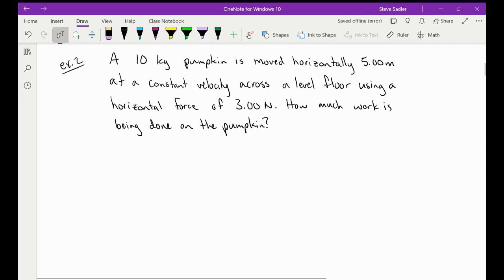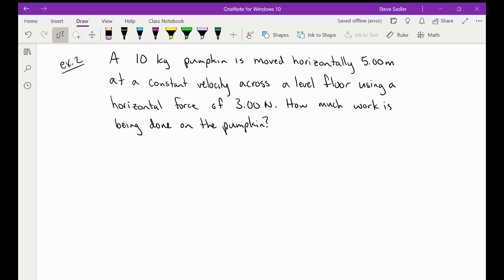A 10-kilogram pumpkin is moved horizontally 5 meters at a constant velocity across a level floor using a horizontal force of 3 newtons. How much work is being done on the pumpkin? Okay, well, this is our square pumpkin. We can give it a little, oh, that's too thick. We can give it a little, there we go. Now it looks more like a pumpkin.